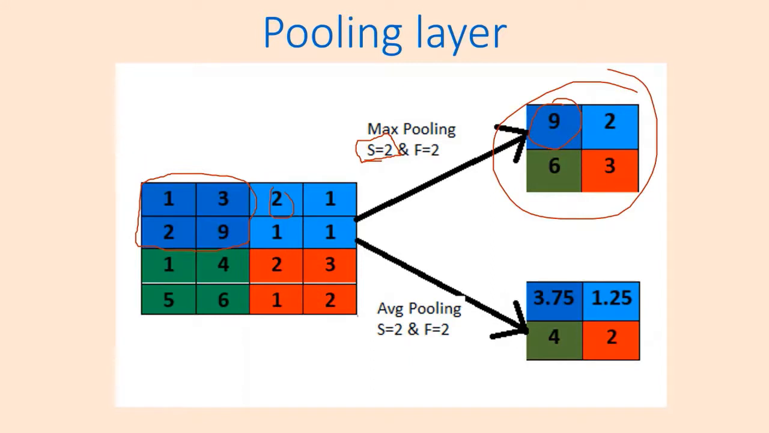It takes the average value of these 4 elements. For example, 1 plus 3 plus 9 plus 2. So altogether it's 15. So 15 by 4 will be 3.75. So the average value will be replaced. So this is how a pooling layer works.